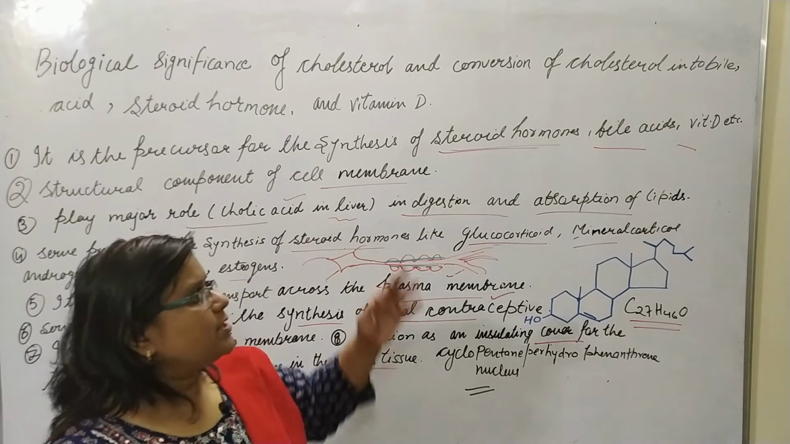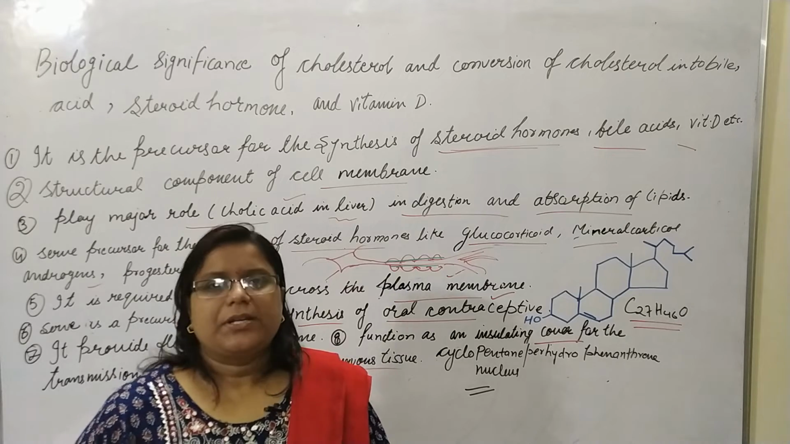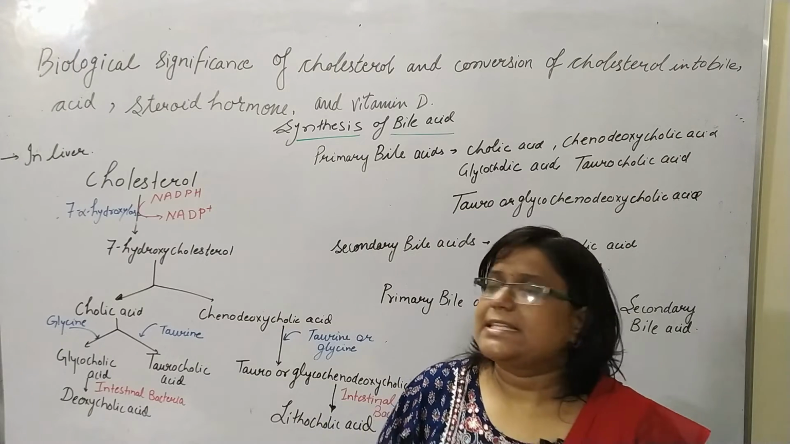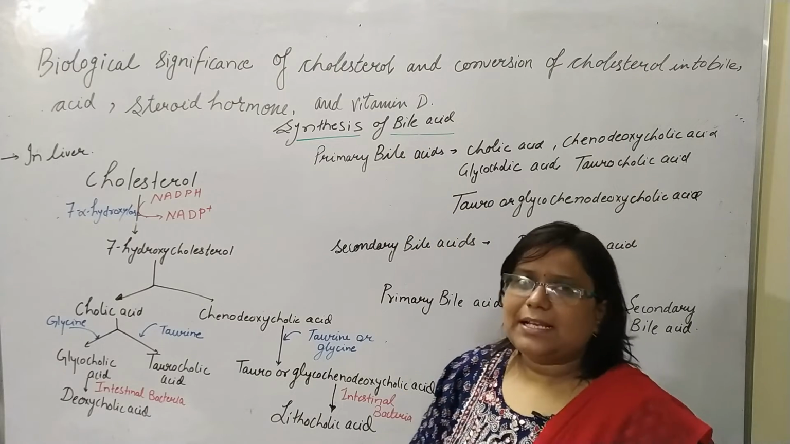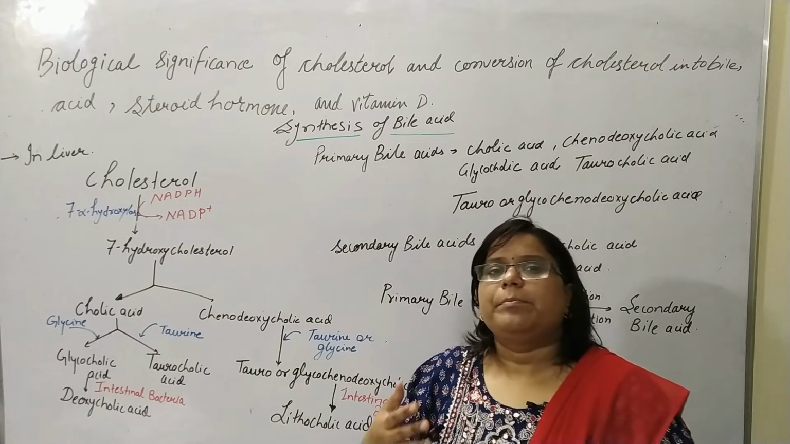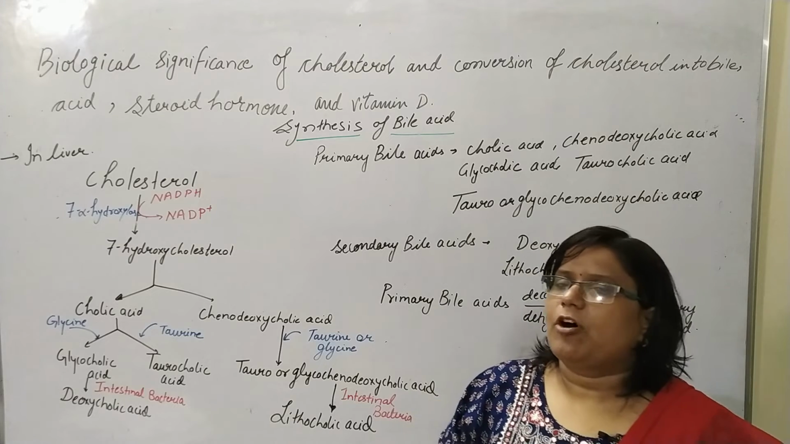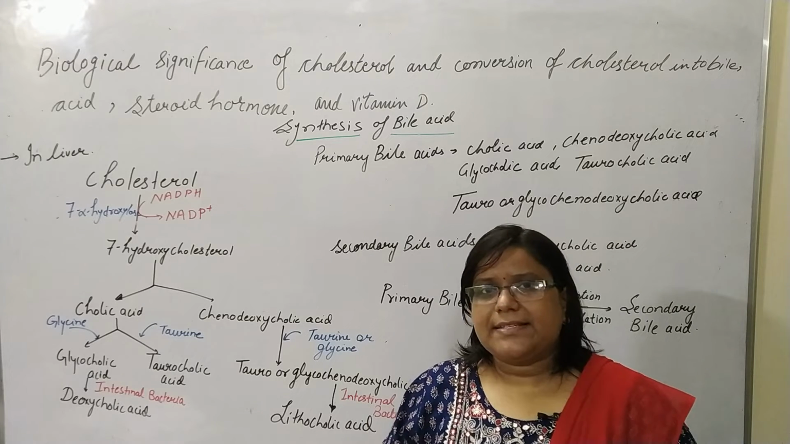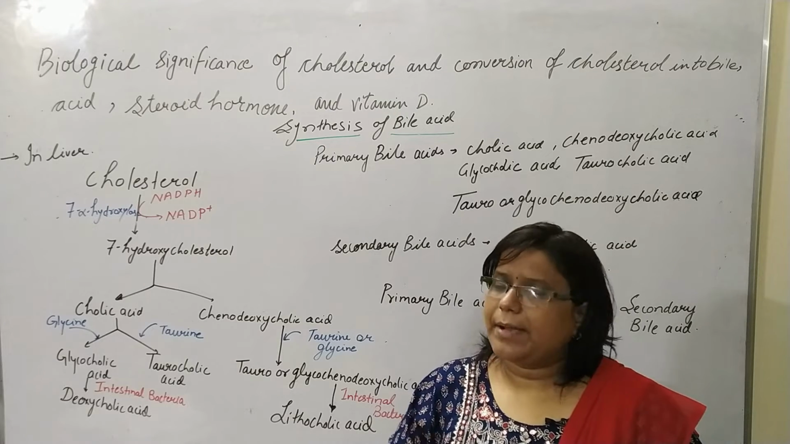Now come to the conversion of cholesterol into bile acid, vitamin D and steroid hormone. First, the synthesis of bile acid from cholesterol. The synthesis of bile acid starts in the liver and is completed in the intestine. Primary bile acids are formed in the liver and secondary bile acids are formed in the intestine by the action of intestinal bacteria.